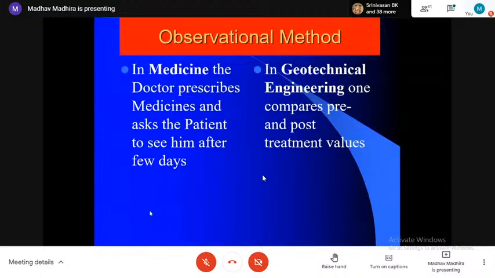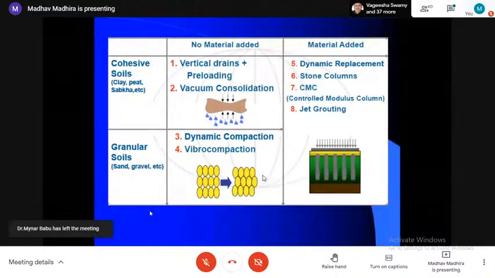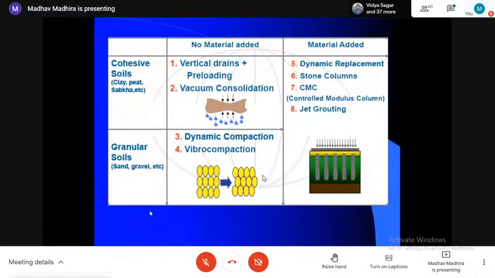You have to ensure that whatever you're suggesting is being achieved in the field by observing the behavior. I'll show you how we do that. So, how to deal with the ground, let's look at two basic categories: fine-grained soils and coarse or granular soils. When I say fine-grained soil, basically I'm looking at silt, clay, peat. Subsoil again is a typical Gulf type of material.